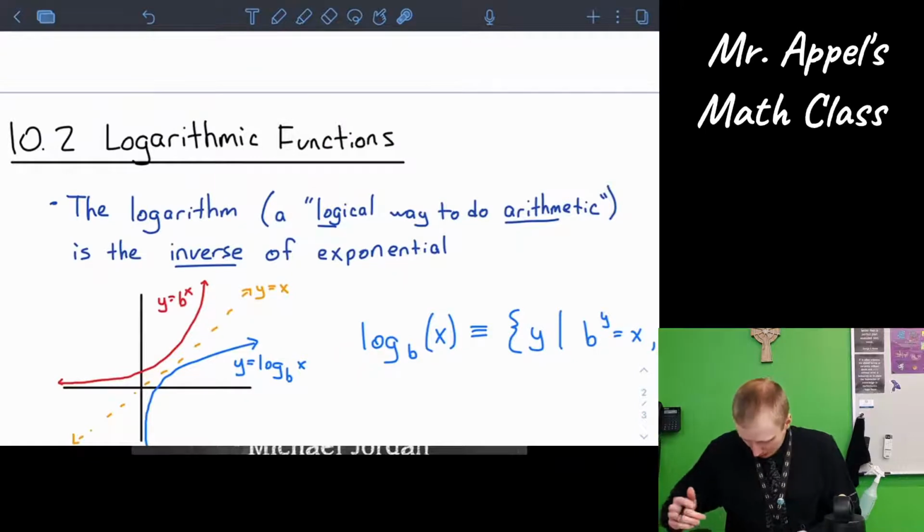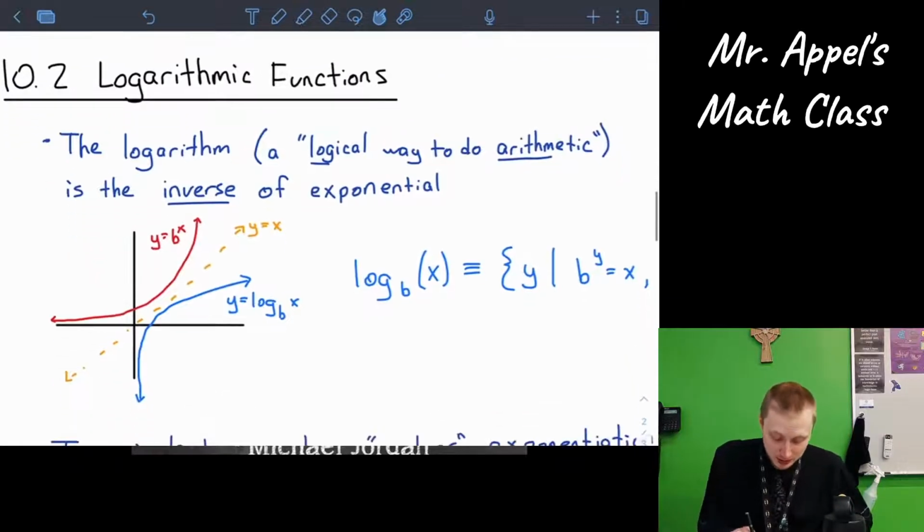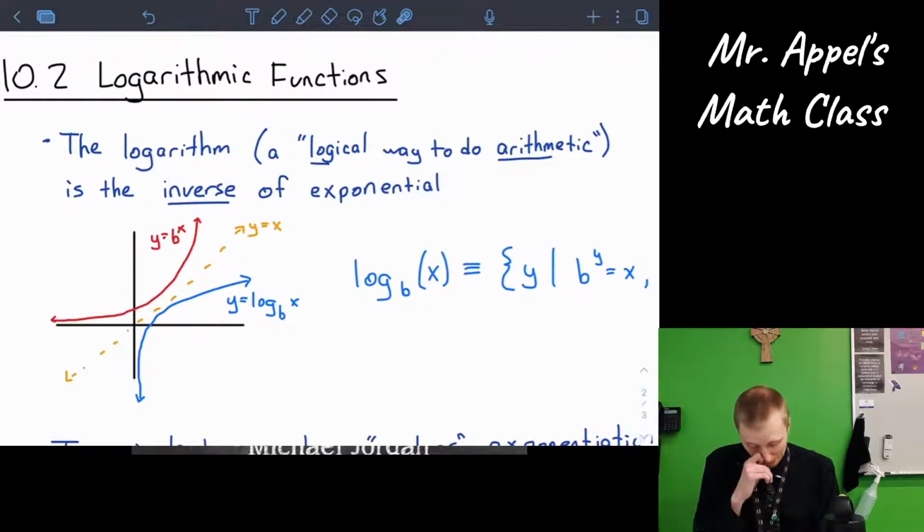Like I said, it literally undoes the exponent. It's the inverse operation, which means your exponential equation flipped over the y equals x line. This is now your log function. This is what it looks like. And instead of the horizontal asymptote here, log now has a vertical asymptote at x equals 0.